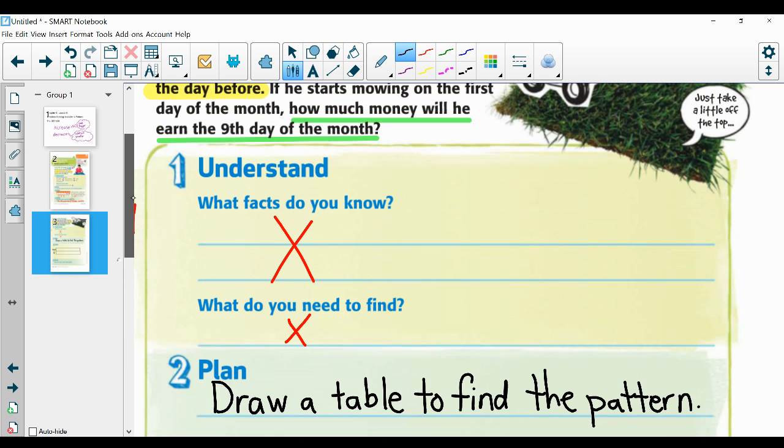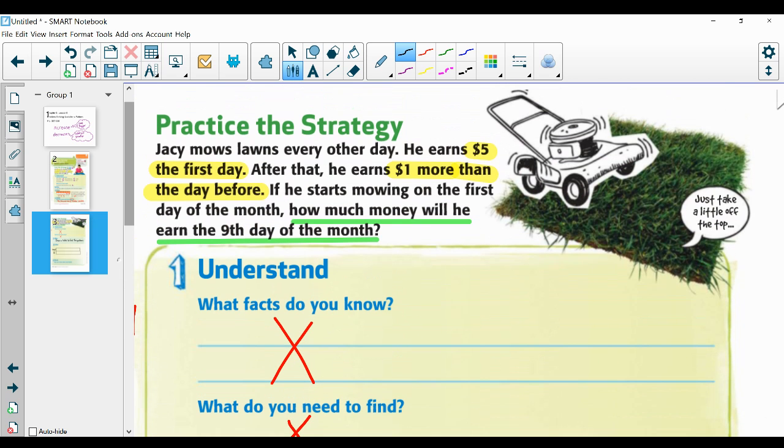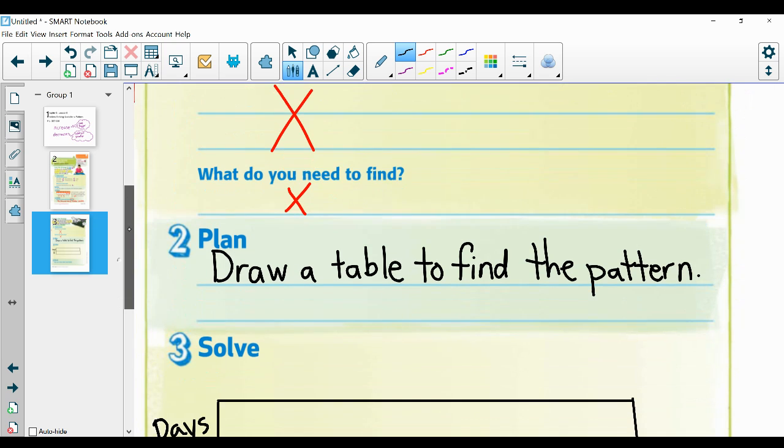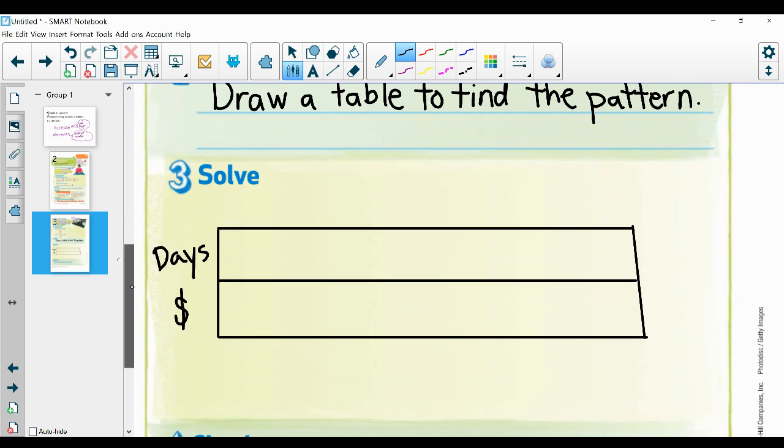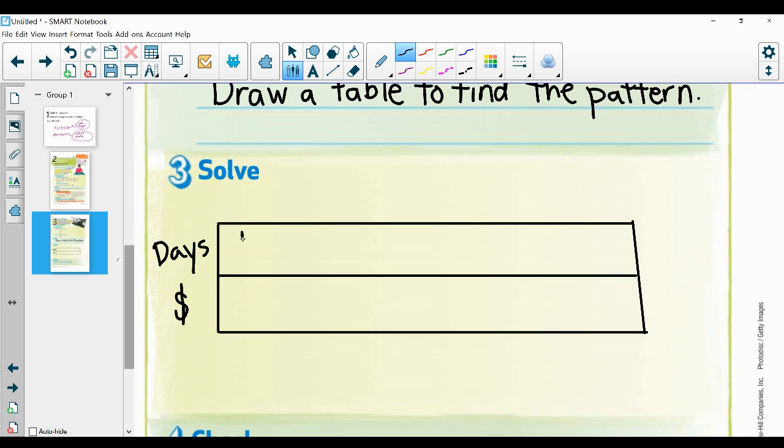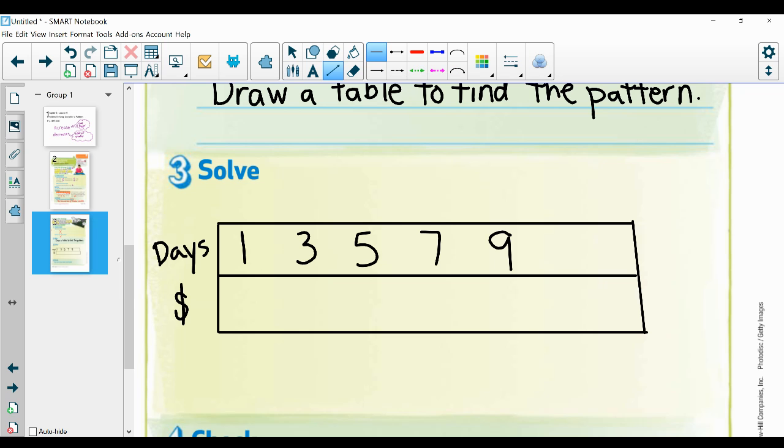So let's look up at our word problem again. So he mows lawns every other day, not every single day. So on the first day, he earns money. And then we want to know on the 9th day. So we're going to count every other day. So day 1, not day 2, then day 3, not day 4, day 5, not day 6, day 7, not day 8, day 9. My lines are a little off because I didn't know how many I would need.